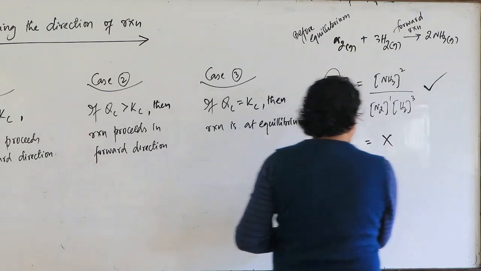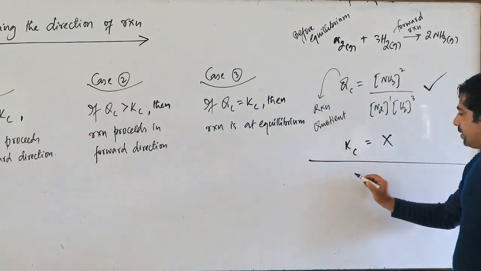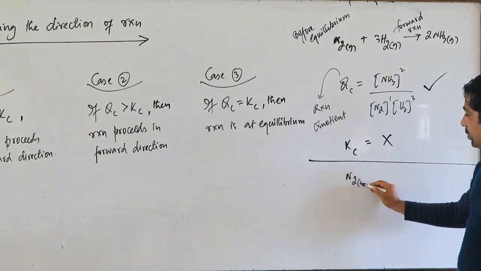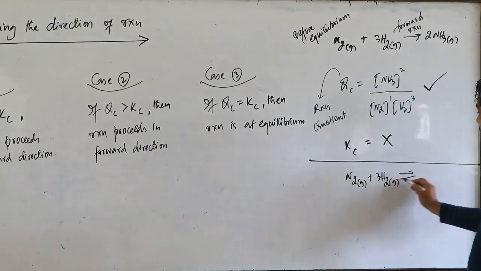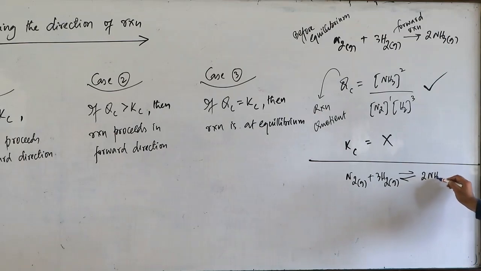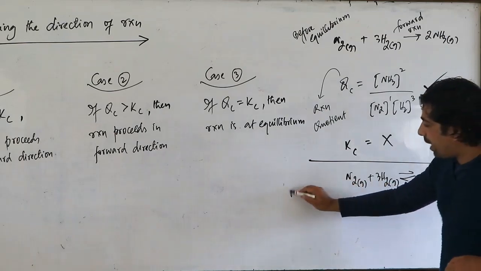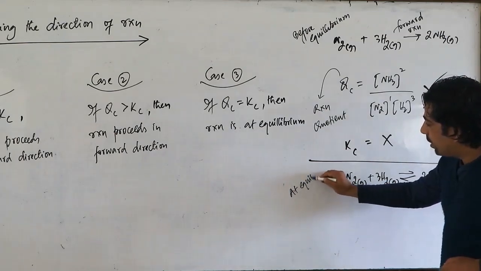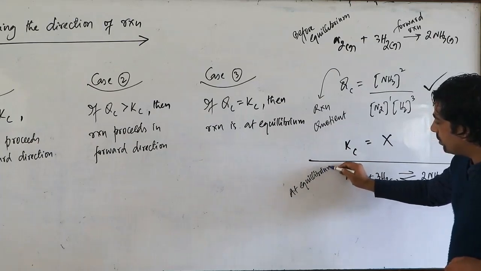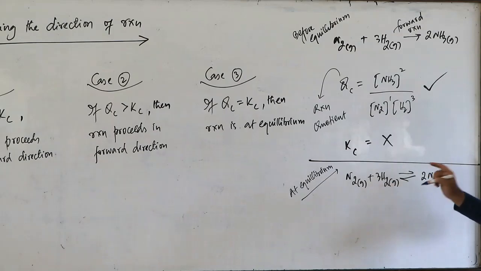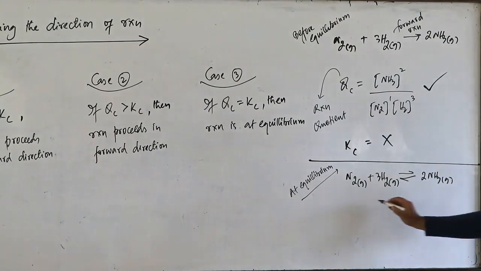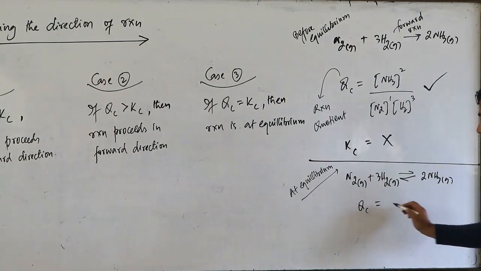Now if I make this reaction achieve equilibrium, my dear friends, in a closed system, N2 gaseous plus 3 times H2 gaseous will give me 2 times NH3 gaseous. So this is at equilibrium, my dear friends. So what happens at equilibrium? Reactants are changing into products, products are changing into reactants. So again I can take the Qc value here.